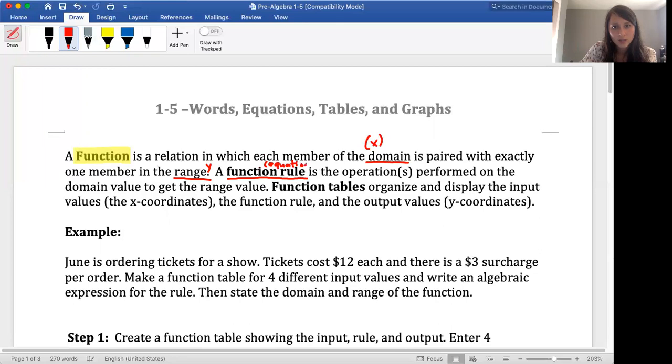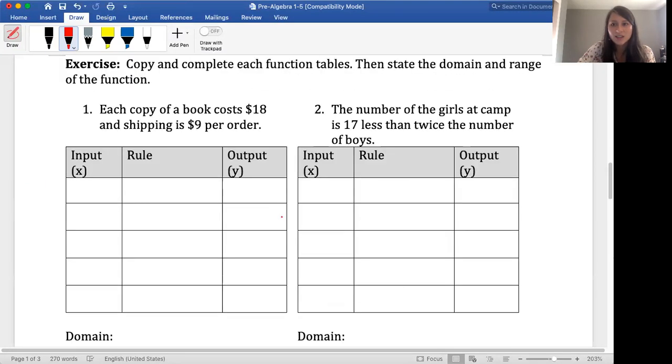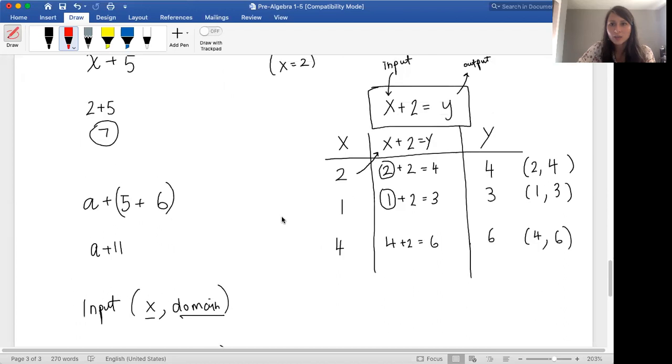Hard to read that equation, okay? So we can use a function table to organize and display the input and output. And that's kind of like what I just did down here, right? We've got a function table that describes what goes in and what comes out with our equation. So basically what you're subbing into your equation to get the answer.